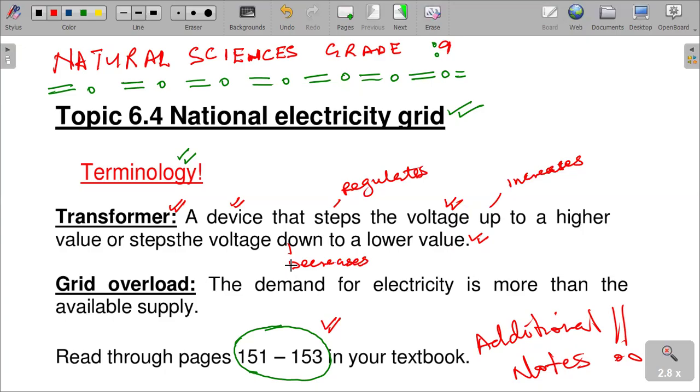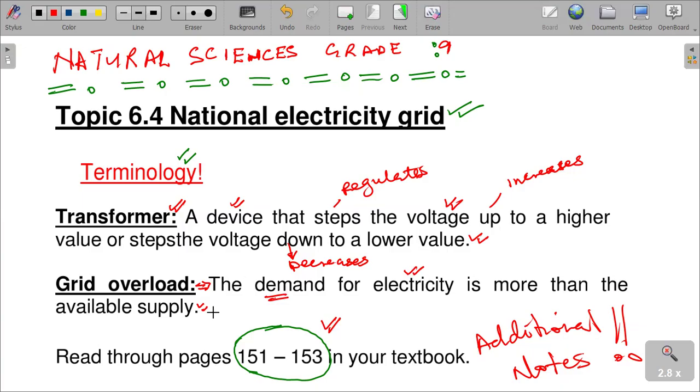The grid overload. What is grid overload? The demand for electricity is more than the available supply. If that happens, that is grid overload. When the electricity that is needed is more than the available supply, we call that grid overload.